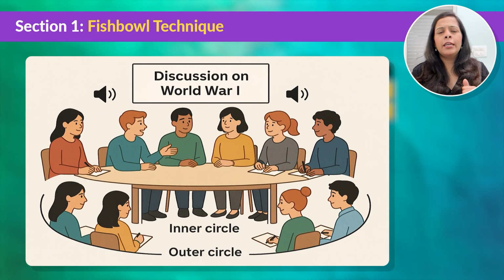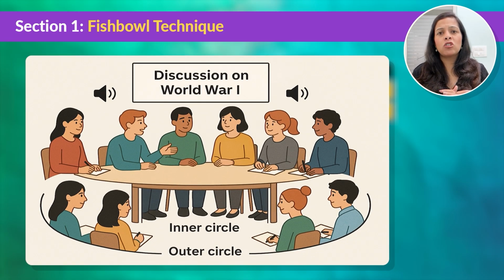For example, imagine a history class where a teacher wants to discuss the causes of World War I. Now she selects 6 students to sit in a circle at the center of the room. These students begin the discussion. One mentions the assassination of Ferdinand, and then another talks about the web of alliances. Someone adds militarism, and so on and so forth. Meanwhile, the rest of the class sits around them, quietly listening and noting key points.